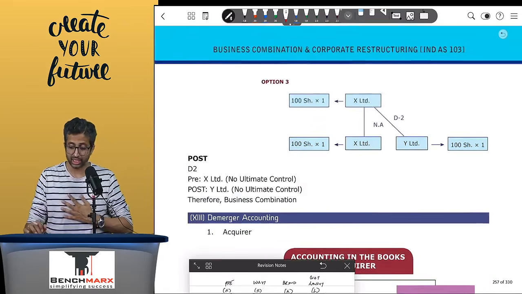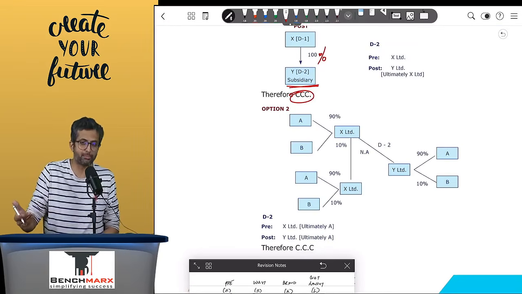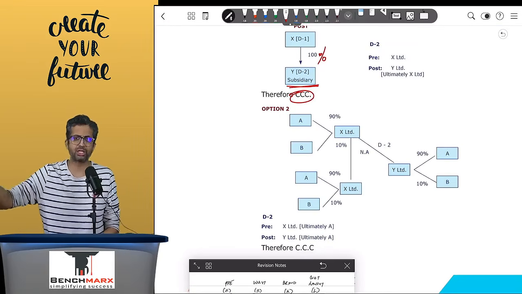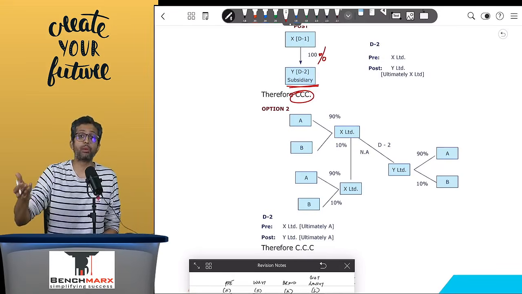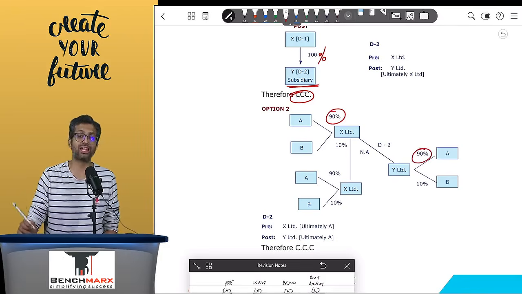The second case is where PC is paid to the members. If it is paid to the members, X is transferring D2 to Y. Y issues PC to the members. If it is issued to the members, we need to see if there is any controlling member or no. So let us say there is A Limited who holds a 90% stake in X Limited. That same A Limited is also going to own a 90% stake in Y Limited.